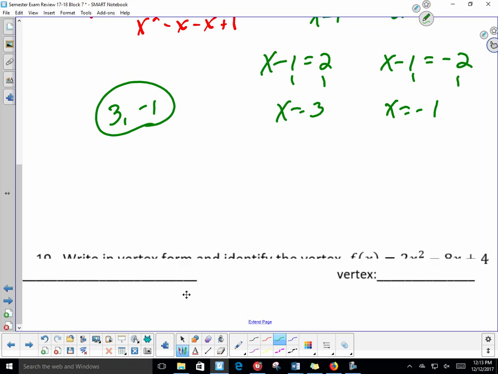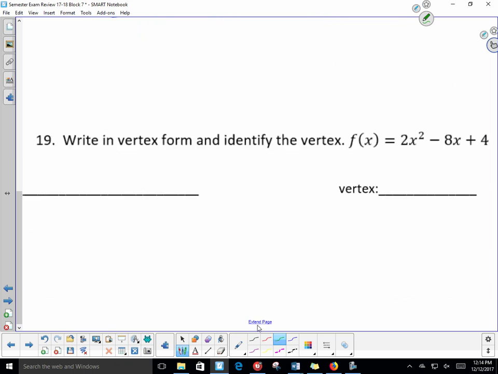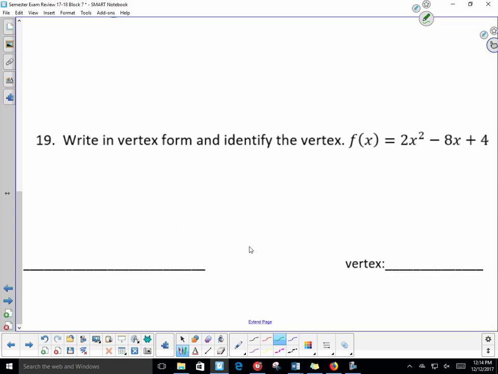Okay, then write in vertex form and identify the vertex. I'm sorry, I read that wrong. We're going to actually do this one backwards. We're going to find the vertex first, and then we're going to write it in vertex form. So how do I find the vertex of this? We've done this before.